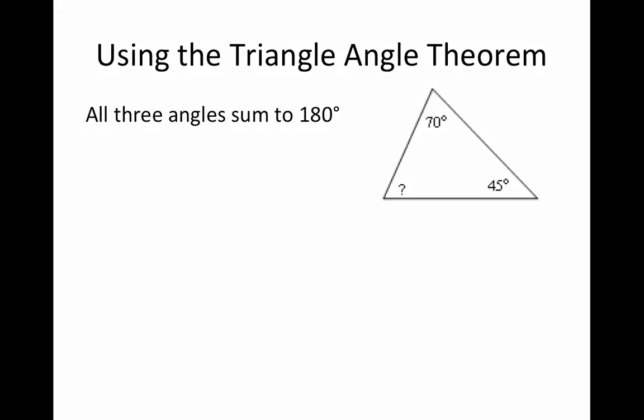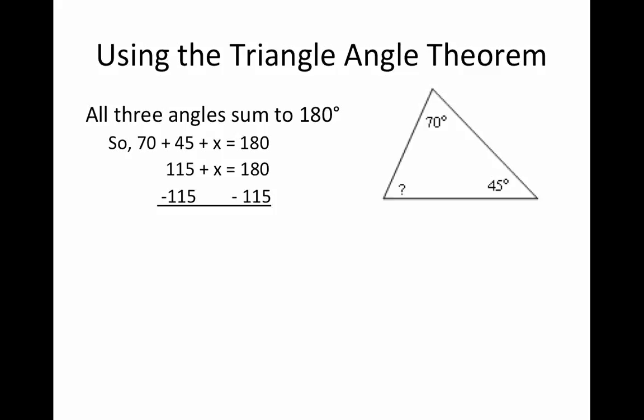Now I'd like to talk about how to use the triangle angle theorem. So there's a triangle, and it's asking me to determine the measure of that final angle. What I know from the triangle angle theorem is that the sum of the angles is 180 degrees. So 70 plus 45 plus x equals 180. Combine like terms, and I have 115 plus x equals 180. Subtract 115 from both sides, and I end up with x equals 65.